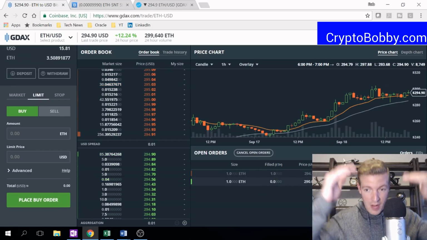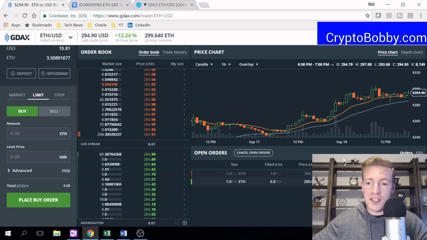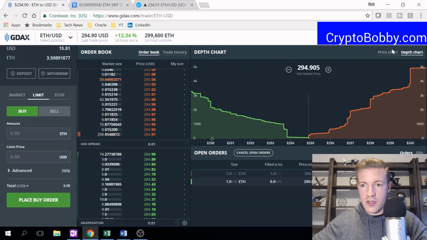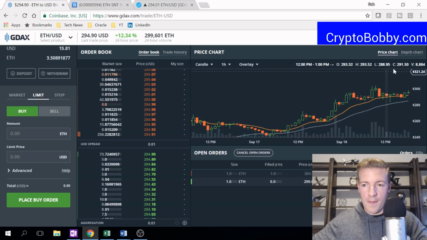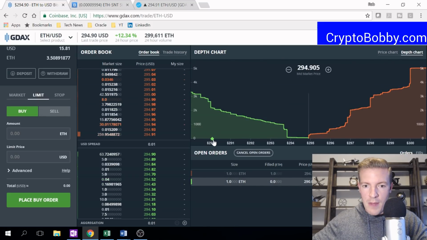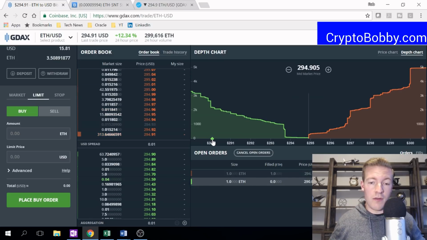If the price comes down to $290, then I will buy 1 Ethereum at that rate, and my US dollars up here are going towards that order. And we can see here on the depth chart too. I was on the price chart with Ethereum, but on the depth chart, my order, this little green diamond right here, is where my order is and where it will be filled if Ethereum dips back to that rate. And I will buy Ethereum at that number.